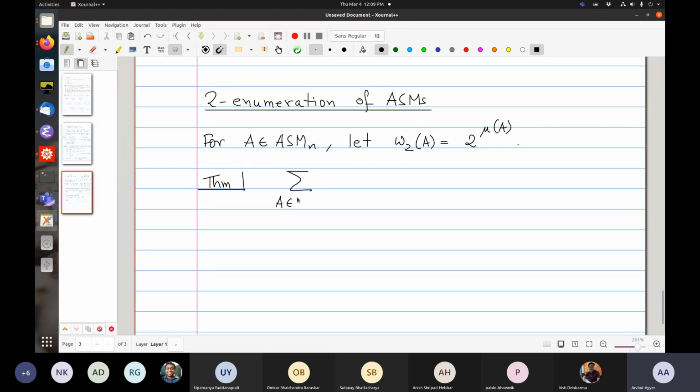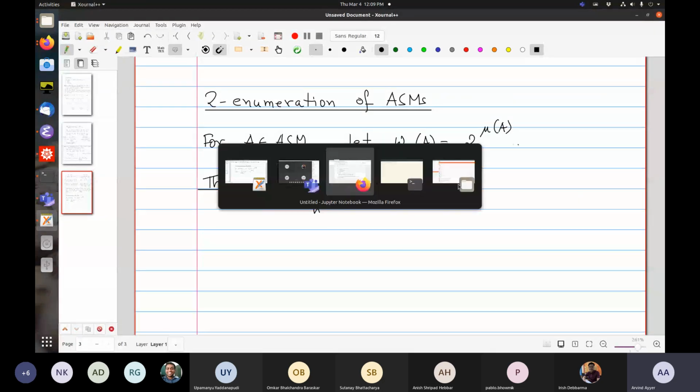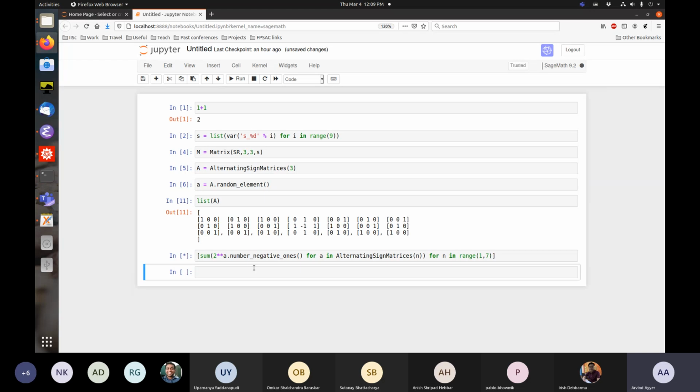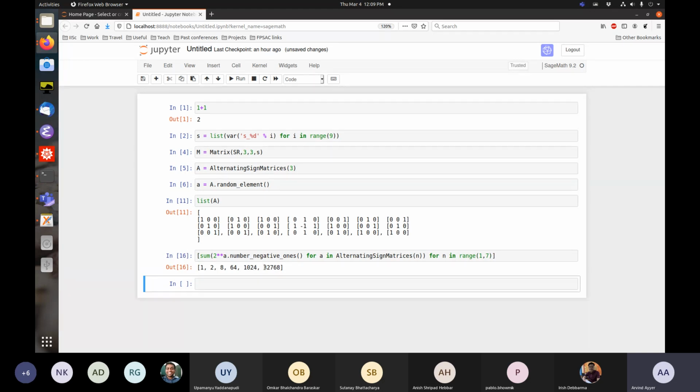So for A in ASM of n, W2 of A is exactly 2 to the n into n plus 1. You see, for n equals 1, you get 2 to the 0, 2 to the 1, 2 to the 3, 2 to the 6, 2 to the 10, and you might be able to go to the next. Yeah, 2 to the 15. Okay, but more is true.